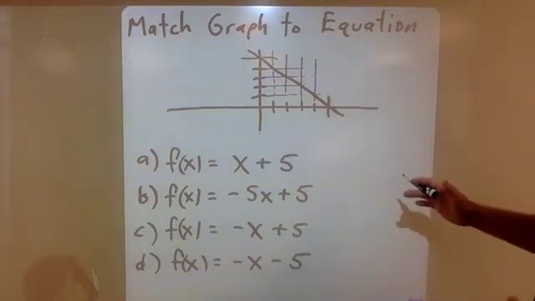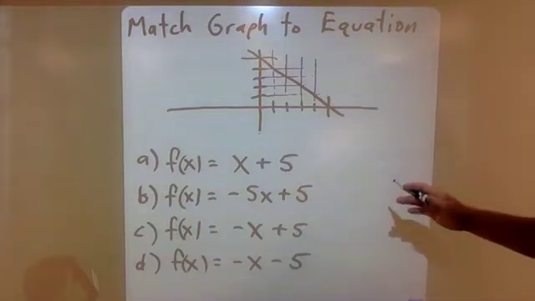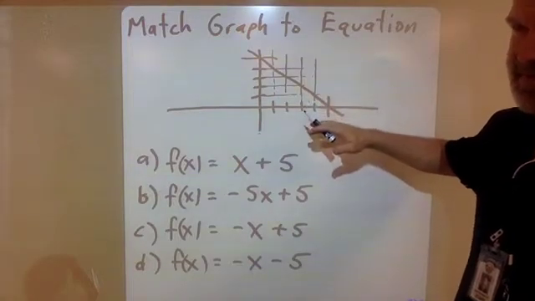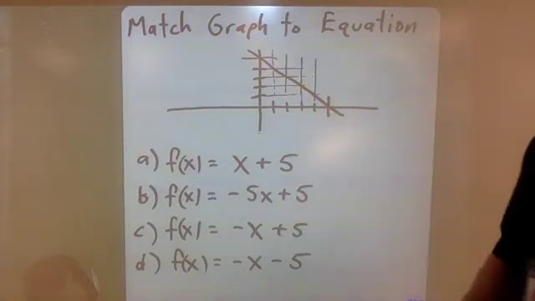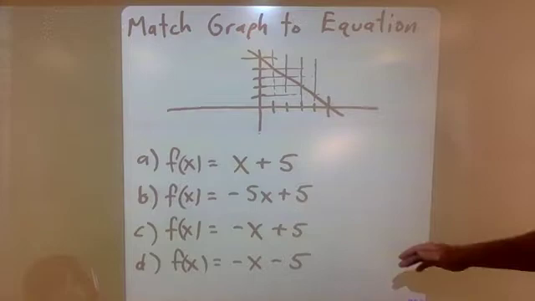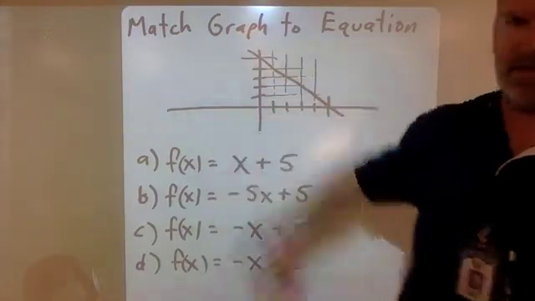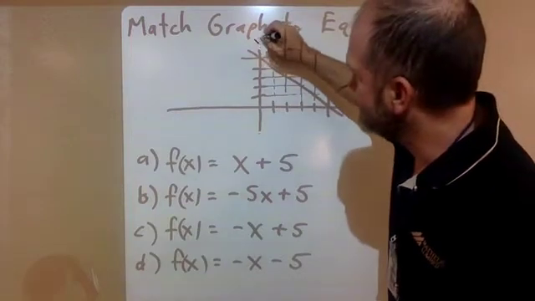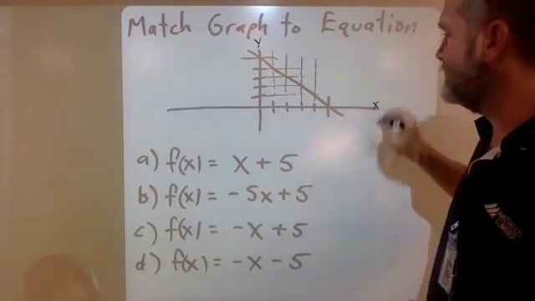Like I always say, the best way to do a multiple choice problem, specifically when you're trying to match an equation to a graph, is to eliminate wrong answers. You can eliminate wrong answers by looking at the y-intercept. Where does this line cross the y-axis? Hopefully you know that the y-axis is this one and this is the x-axis. That would be helpful.